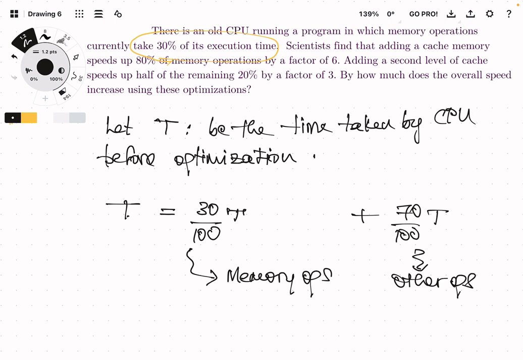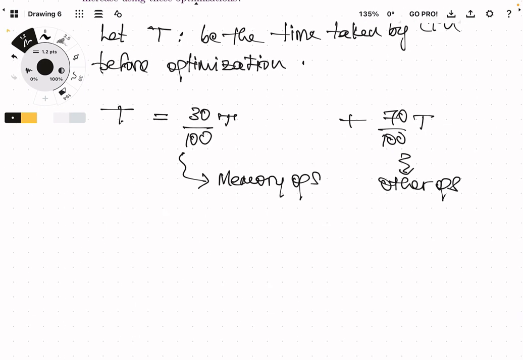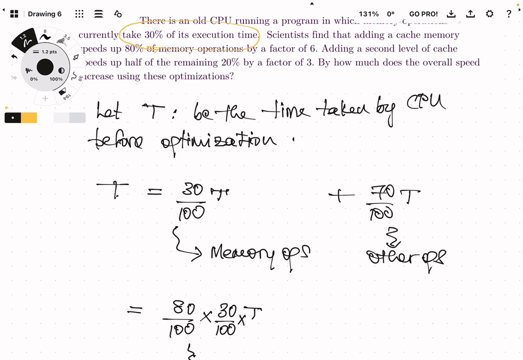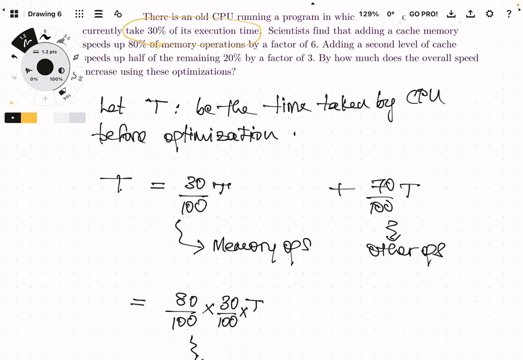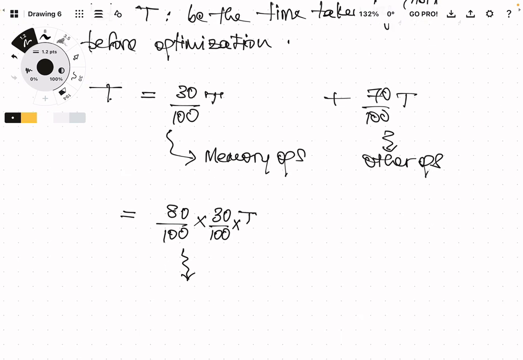Now, scientists find that adding a cache memory improves 80% of memory operations by a factor of 6. So that means we have to consider first the division of the memory operations itself. So let's look at that. That's 80% of the 30% of t. This is the target for the first optimization. Notice I've not yet added in that speed up factor because I'm just considering how t itself is divided.